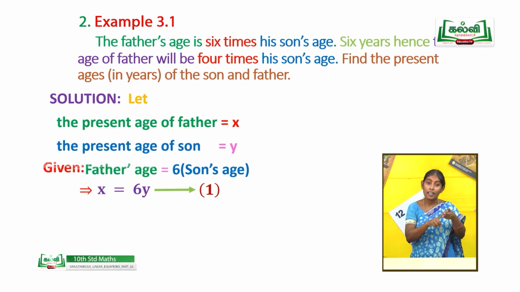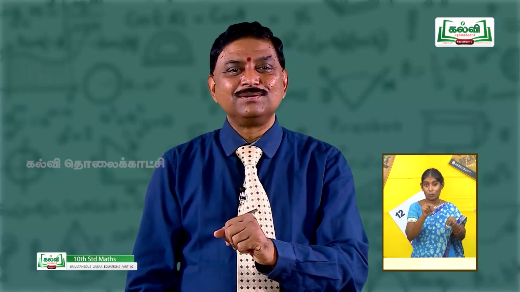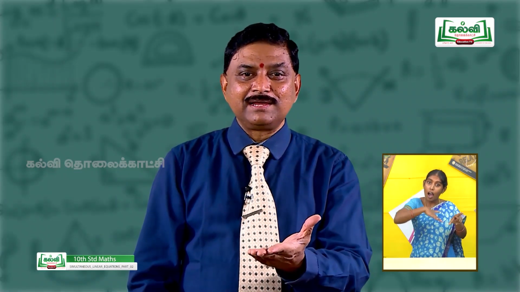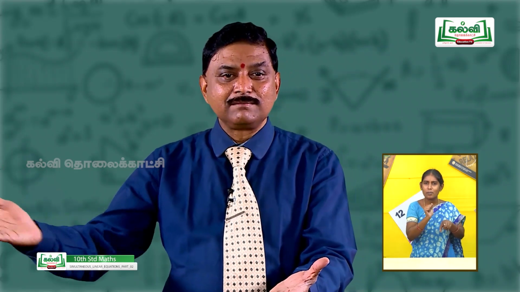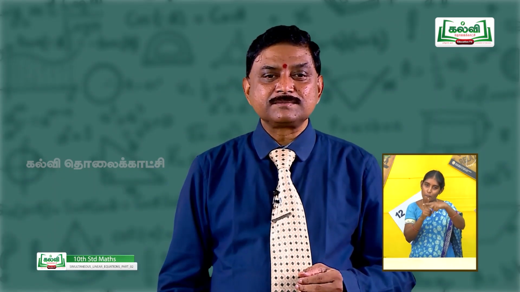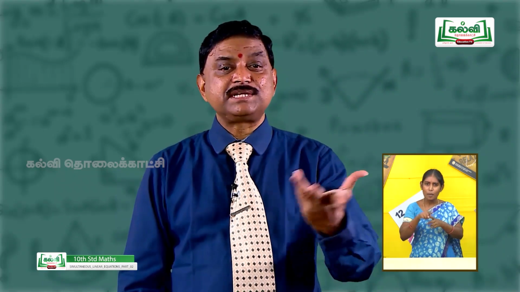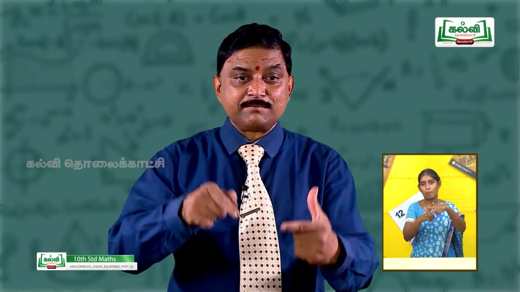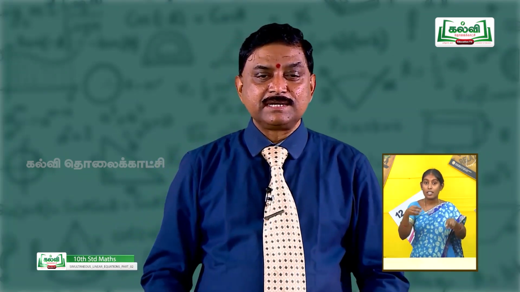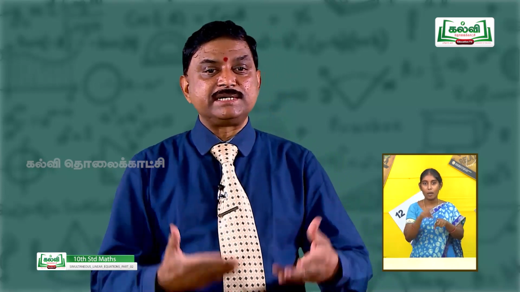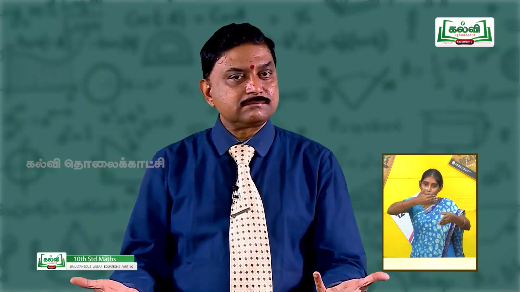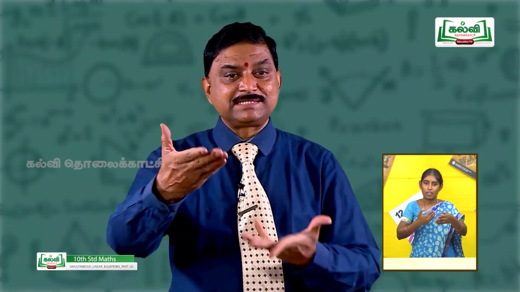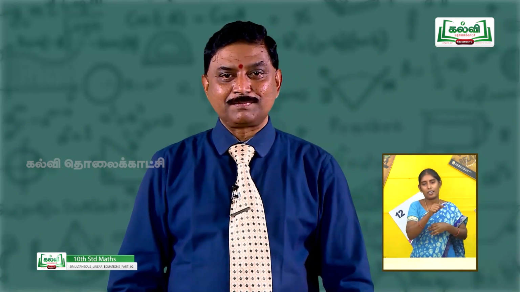Then, the second information: after 6 years, is the father's age the same x? No. Because after 6 years, it is definitely the present age plus 6. So, x plus 6. What should be the son's age? That also will have 6 years added. So, y plus 6. In the same case, if instead of after 6 years, the question gives before 6 years, what will you do? You have to subtract: x minus 6, y minus 6, if before 6 years is given in the question.